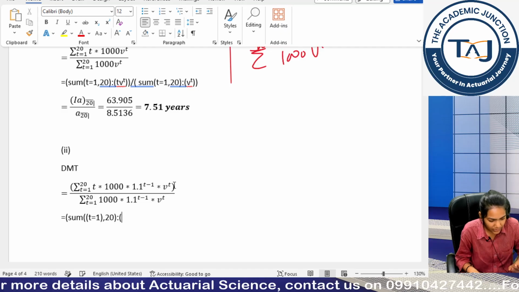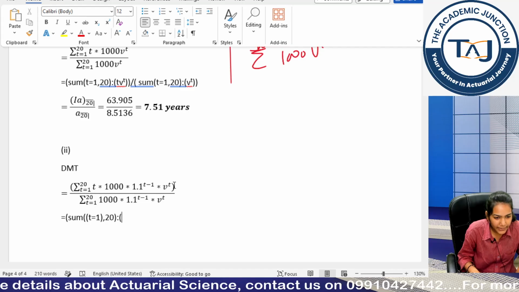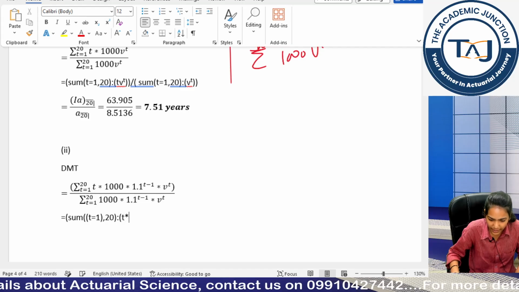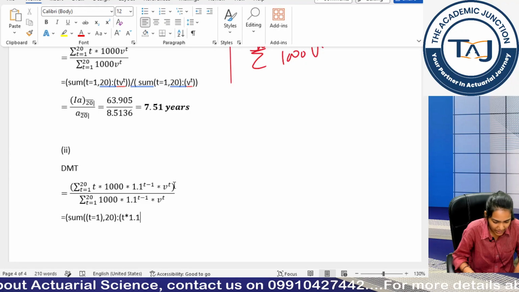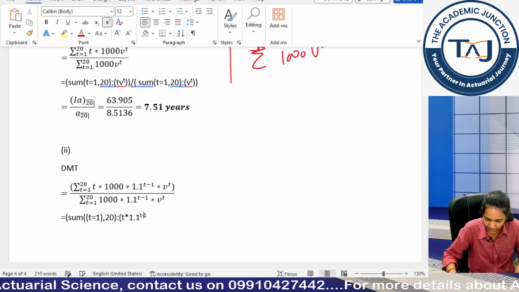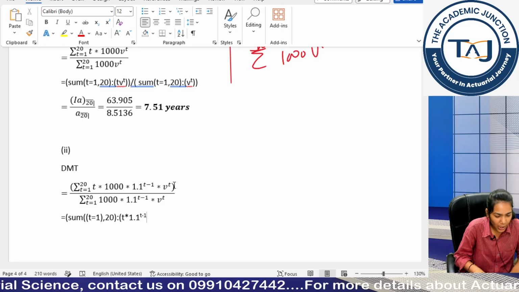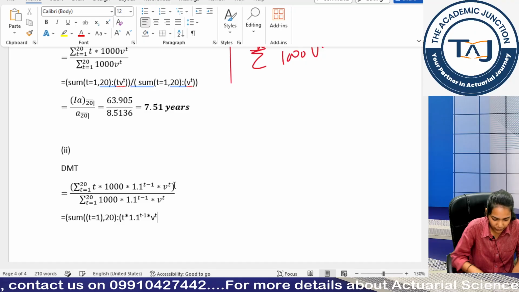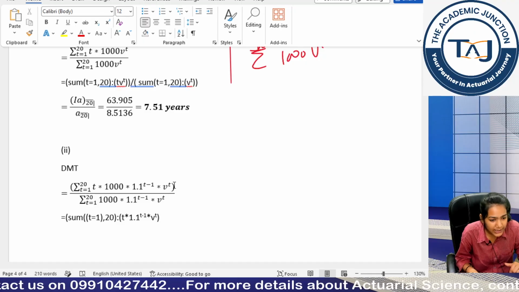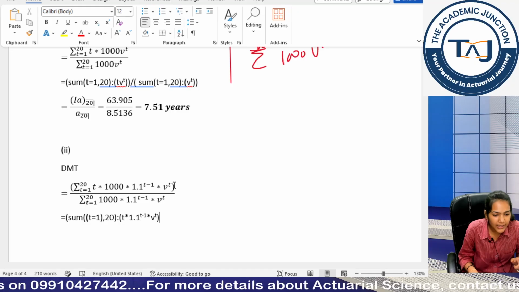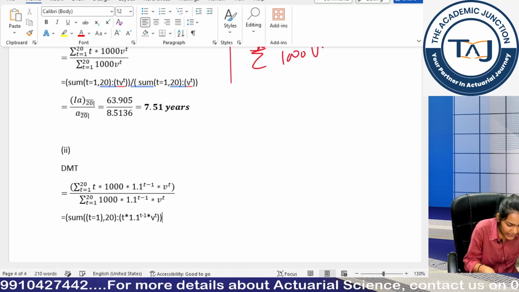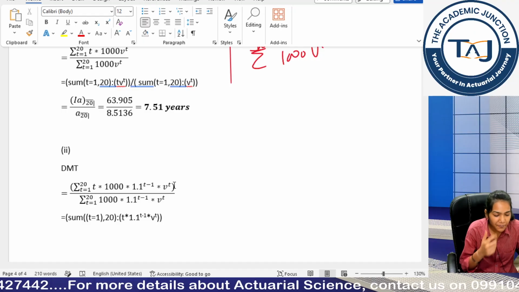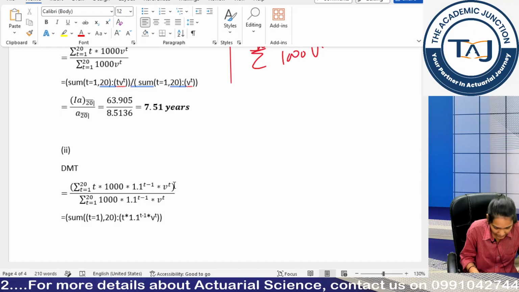Colon, semicolon, control z. Clear? Then we have t star 1.1 raised to the power t minus 1. So control shift plus t minus 1. Control shift plus normal script. V raised to the power t, control shift plus, we have t, control shift plus normal script. This is for what we have been writing under my sum. This is for what we have been writing in my numerator.